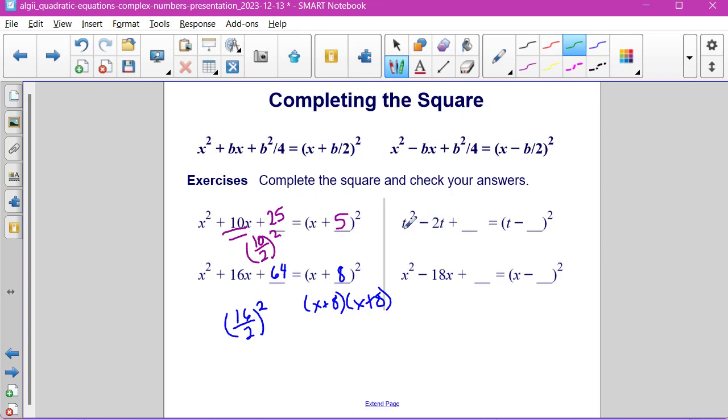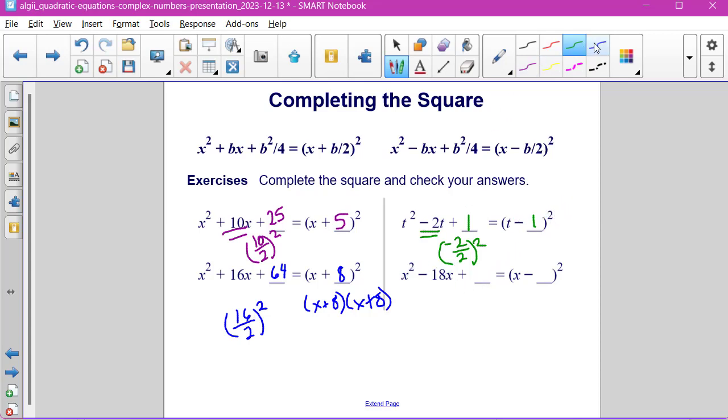Now let's look at this next problem. We have t squared minus 2t plus some number. So now our b term is negative 2. So we're going to take negative 2, divide it by 2, and square it. So negative 2 divided by 2 is negative 1. Negative 1 squared is positive 1. And then, what are the factors of positive 1 that add up to negative 2? It's negative 1 and negative 1. So you have (t - 1), that quantity raised to the second power.